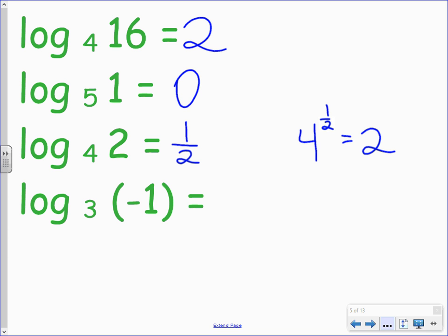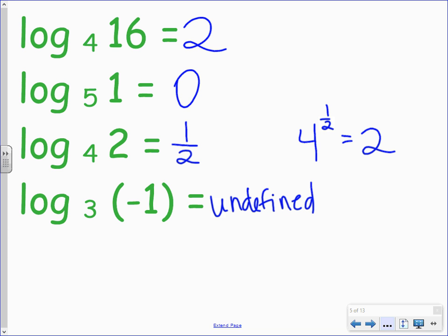It is not. So, Will, don't panic. There is not an answer to this problem. It is not possible. You would say it's undefined. Okay? We can only plug numbers above 0 into our logarithm. Only positive numbers can be plugged in to our logarithm. Okay? Negative numbers, not okay. We can't take a positive number to an exponent and get a negative number.